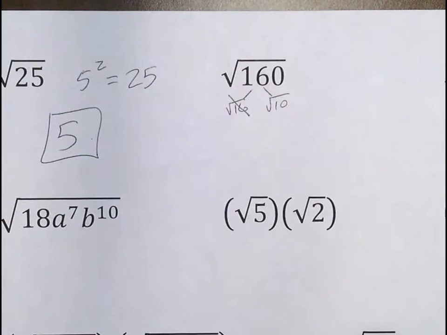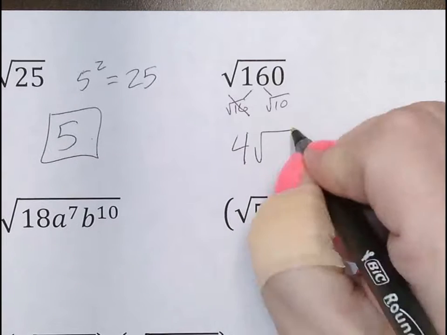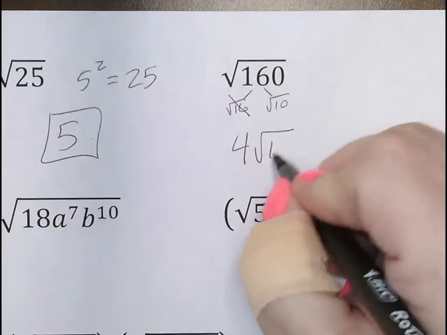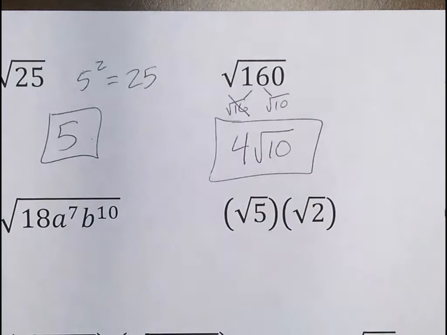Take the square root of 16. The square root of 16 is 4. We cannot take the square root of 10 because that's irrational. It would give us a long decimal. So we're going to leave that as the square root of 10.